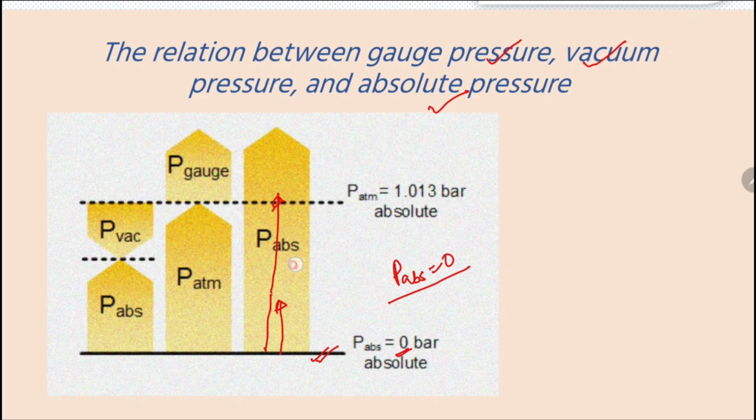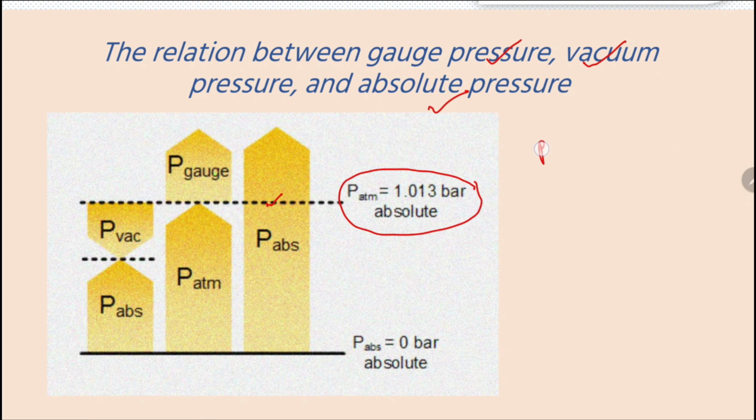Suppose you are at this location, whatever pressure you get from here will be called P absolute. If you are here, again you measure the pressure from this datum, and it will be called P absolute. If we keep on measuring the absolute pressure and reach this location, which is equal to P atmospheric, P atmospheric is 1 bar. If we consider this atmospheric pressure as the datum, and measure any pressure above this one, it will be called P gauge. So this is the gauge pressure.